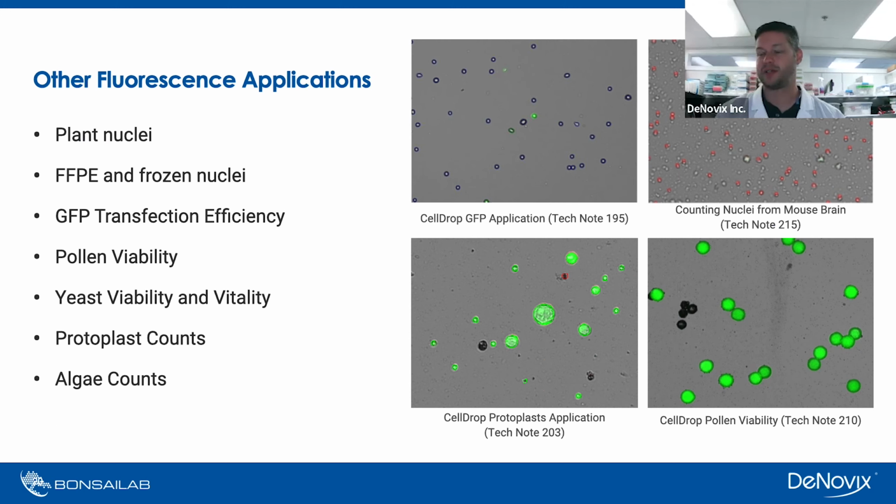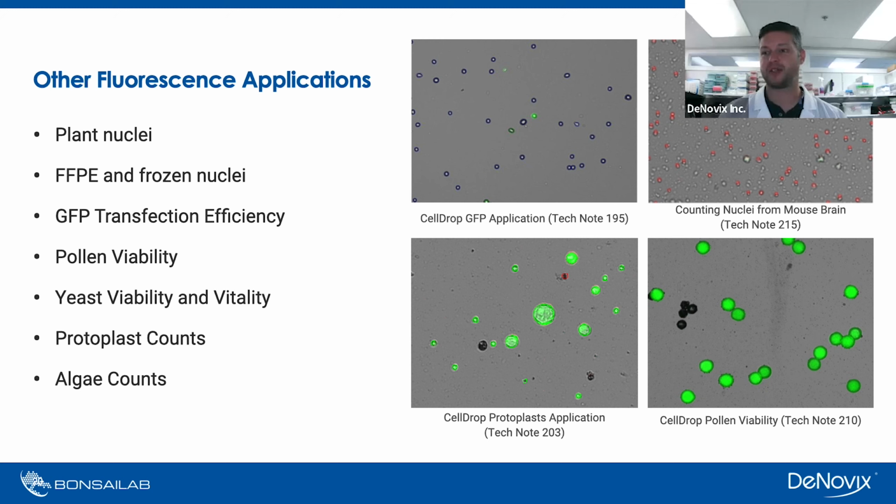Some other applications that are really useful for fluorescence: plant nuclei cannot be counted without fluorescence, just due to the nature of how much debris is present in plant samples. Also, plant cells can't be sequenced by single cell sequencing without first doing a nuclei extraction, as far as I know. The same goes for FFPE and frozen samples that you would then extract nuclei from.